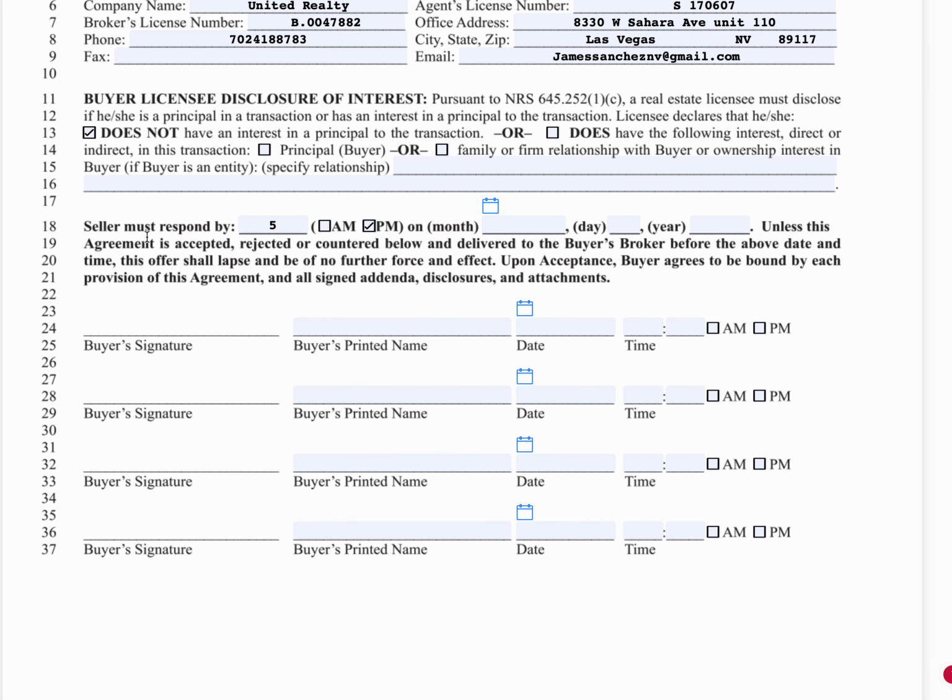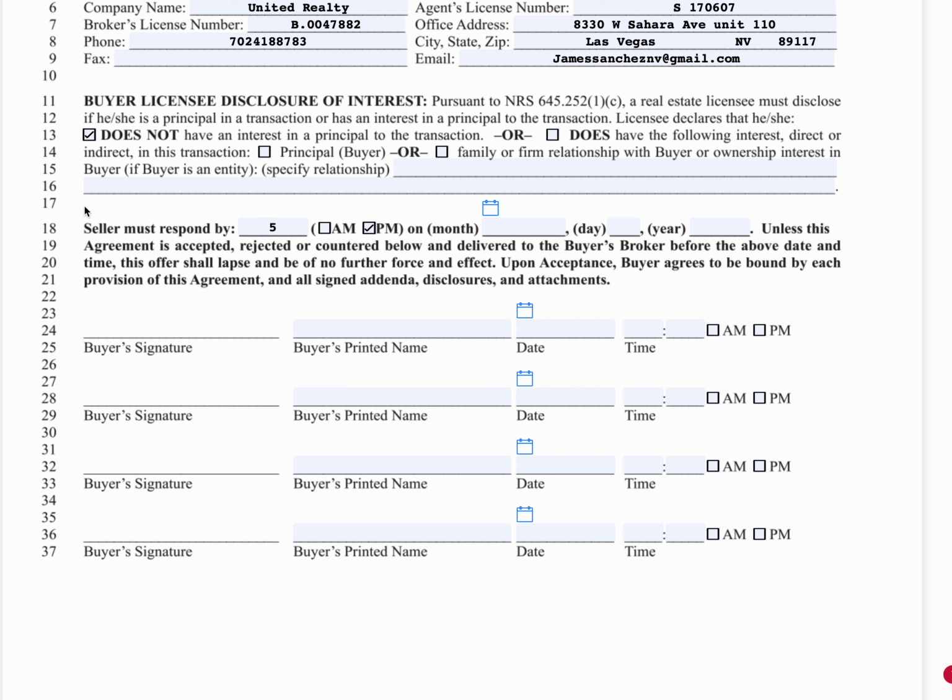Right here, again, a big common question is, when am I going to get a decision? Usually we put here, if it's over the weekend, we'll say Monday, Tuesday. If we do it during the week, we usually give them 2 days. If we submit the offer on Friday, then most likely it's going to be on Monday or Tuesday. Sometimes we could get a response sooner. Other than that, that is your offer.